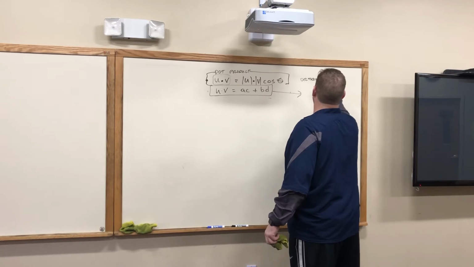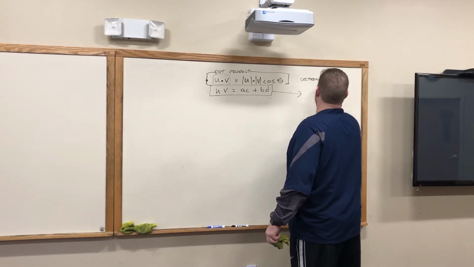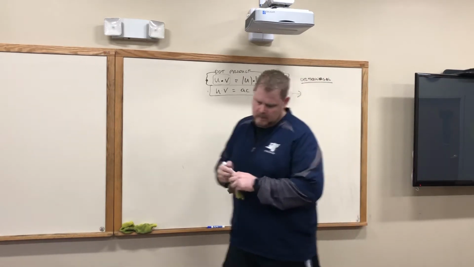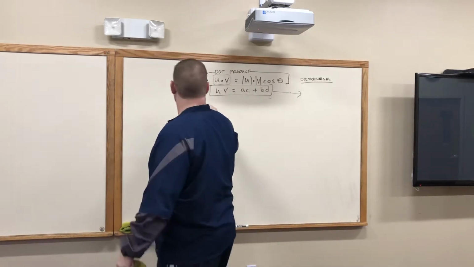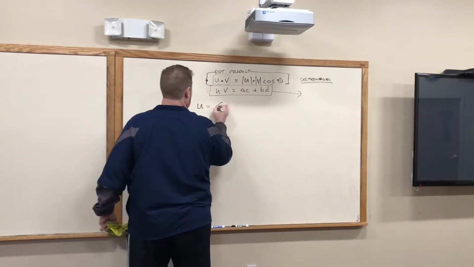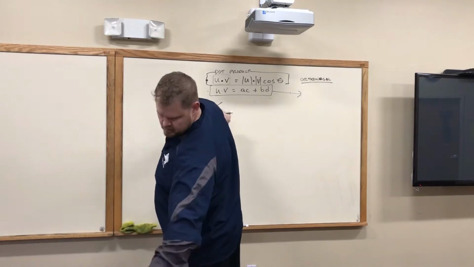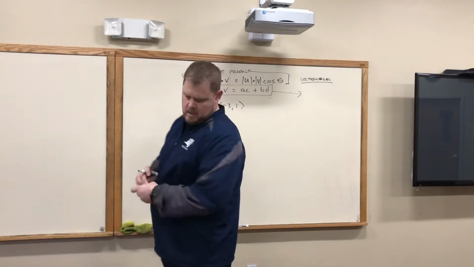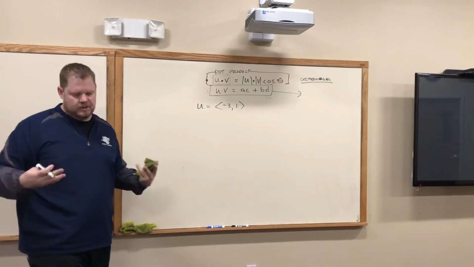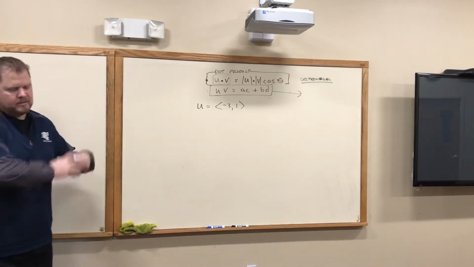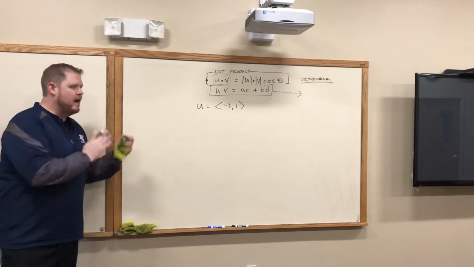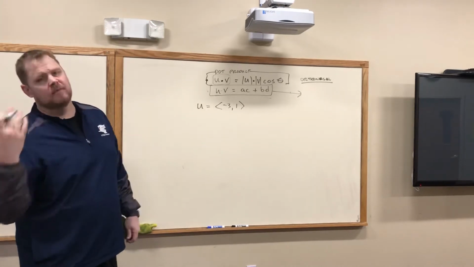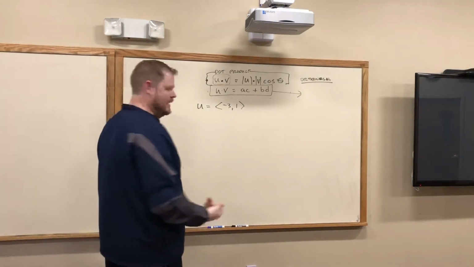Orthogonal. Okay? So if I give you a vector u, -3, 1, it's going to ask you this question. What is the orthogonal vector? Give me an orthogonal vector. So in other words, a perpendicular vector. It's another way to say it, but this is what they say is orthogonal.